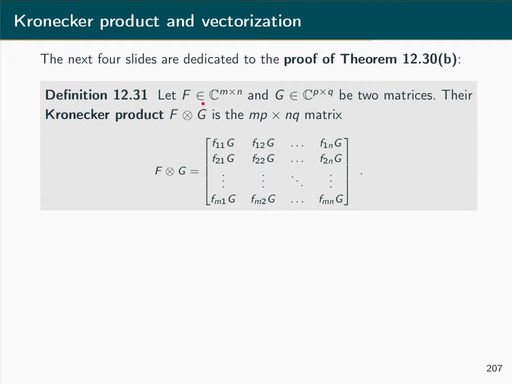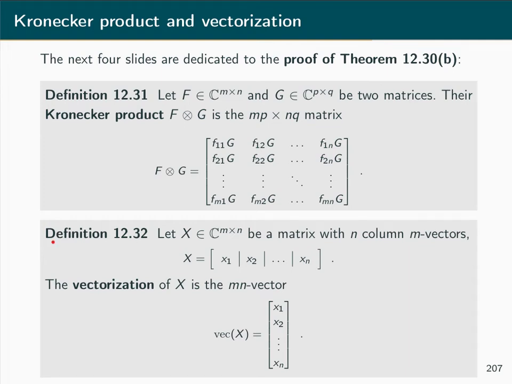So let F be an M by N matrix and G be a P by Q matrix. Then their Kronecker product, written like this, is the MP times NQ matrix given by F11, which is the first entry of the matrix F, times the entire matrix G, F12 times the entire matrix G, and so on in the rows, and in the columns F21 times the matrix G, and so on. So we get a huge matrix which has the dimensions MP times NQ.